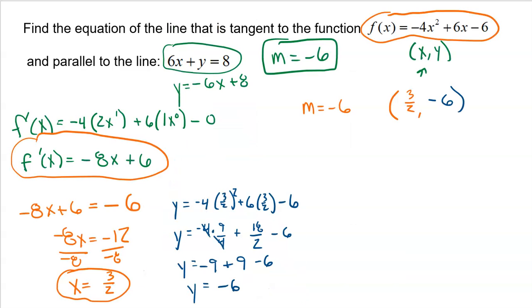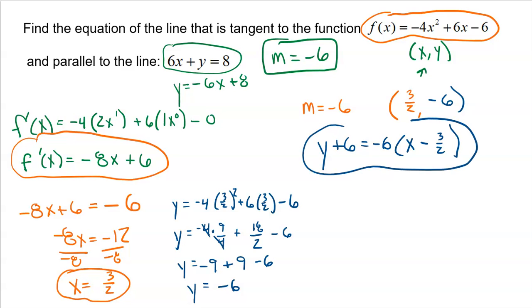So that's going to be y plus 6 equals my slope of 3 halves times x minus 3 halves. Whoa, I am so sorry. I made a mistake there. My slope is negative 6. My slope is negative 6 right there. All right, my x-coordinate was 3 halves. So once again, y minus the y-coordinate creates y plus 6. My slope is negative 6, times x minus 3 halves.